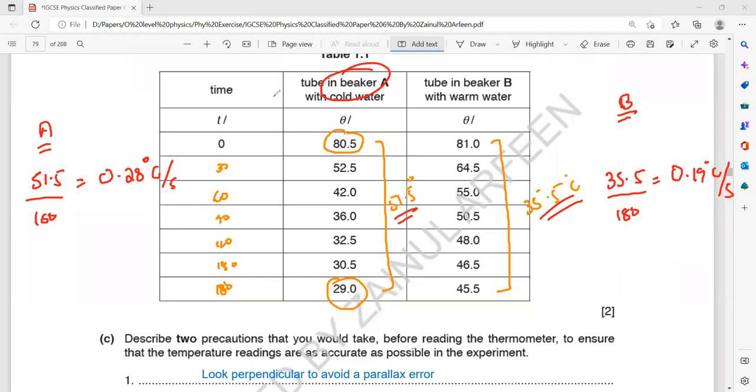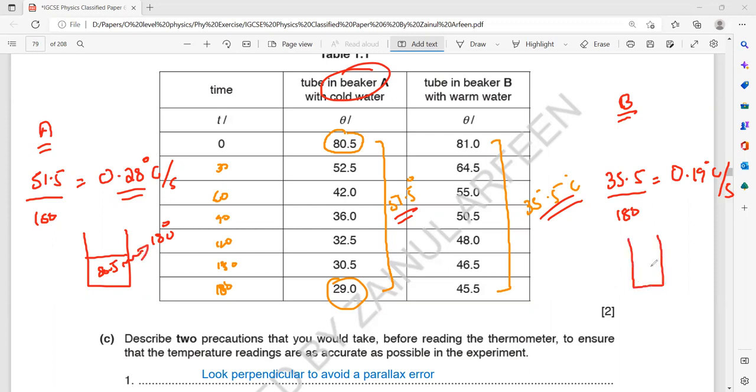So which beaker cooled down faster, beaker A or beaker B? It is obvious that the rate of cooling of beaker A is more. And why is the rate of cooling of beaker A more? Because you can see the surrounding temperature. When we started, the surrounding was cold water, and the temperature of the cold water was 18 degrees. So the surrounding temperature was 18 and the initial temperature was 80.5. So they have a greater difference in temperature. That's why the rate of cooling is faster.